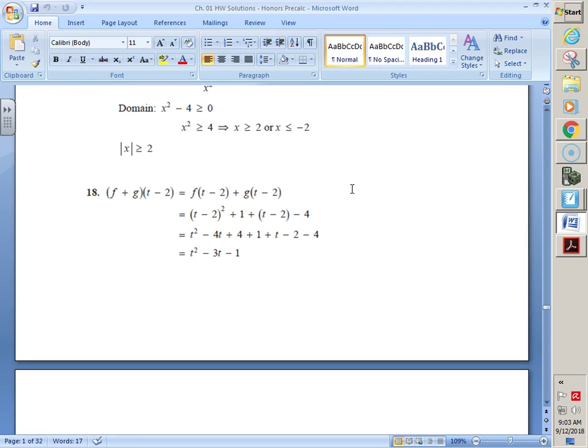Number 18. Did you do the notation properly? It was F plus G of, not times, not multiply, right? F plus G of, which is why it was F of plus G of. You had to plug that into the box for F, plug that into the box for G, and then carefully combine.